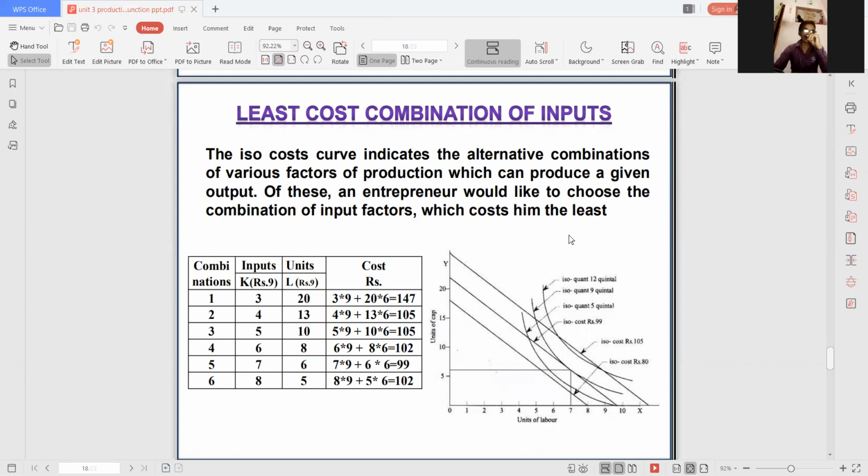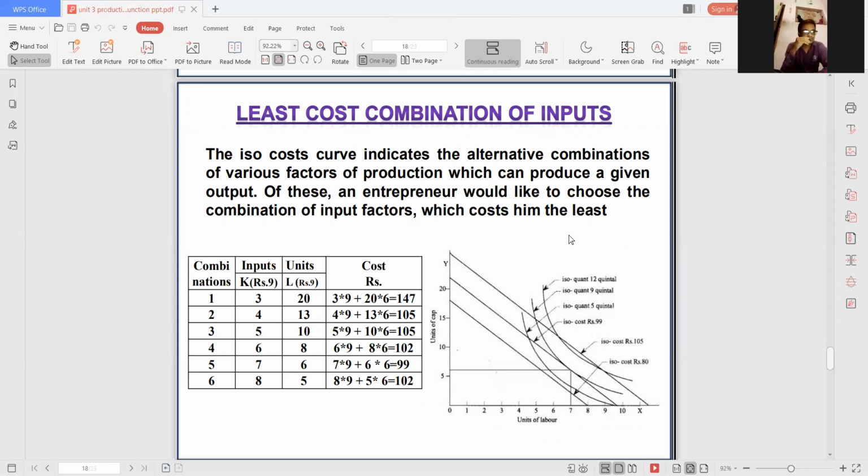These are the different combinations with which we can reduce the total cost. We can measure the total cost of output. 4 into 9 plus 13 into 6, 105. 5 into 9 plus 10 into 6, that equals 105. Next, 102. Next, 99. Next, 102. Here, what is the minimum cost out of all combinations? The fifth case is the minimum cost. Look at 99.